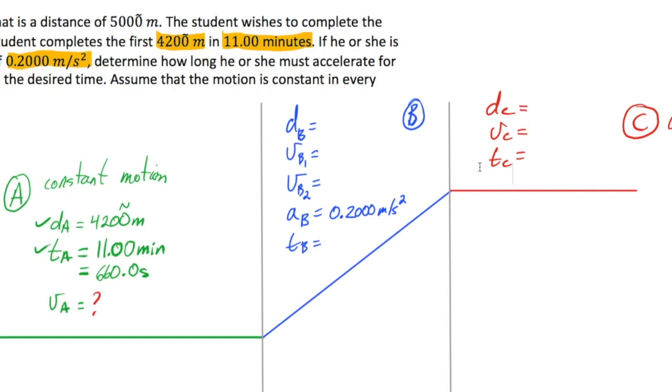So if you see here, and just to give you some idea, VA is unknown, so that's 1 unknown. DB is unknown, so that's 2. VB1, unknown, 3. Now VB2, that makes 4. TB, 5. DC, 6. VC, 7. TC, 8. We have 8 unknowns. That means we actually have to come up with 8 different equations.